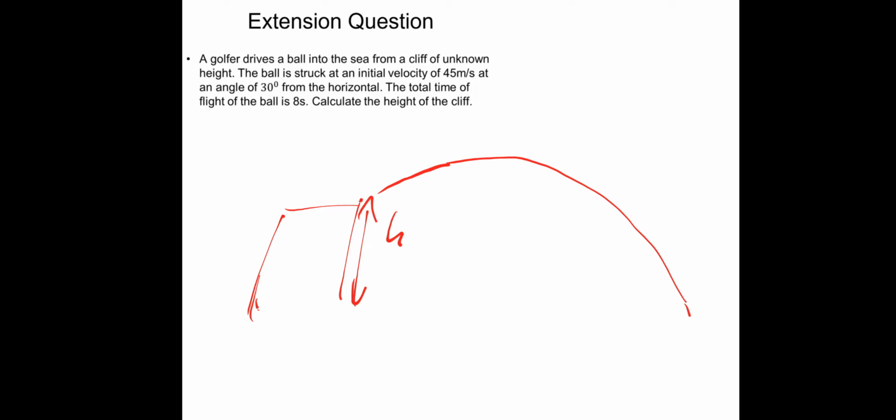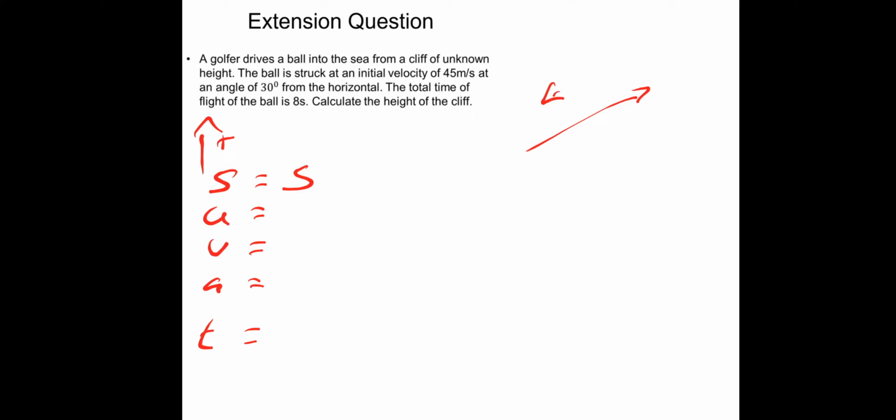So this may seem pretty difficult. So you've got a cliff, you've got a golf ball that's then hit into the sea at a certain angle at a certain speed, and it's going to fall, and we want the height of the cliff. So you might be thinking, well, how do I do that? So you could calculate the time of flight to here, then calculate how long it takes to fall. But there is a more simple way. So let's have a look at what that is.